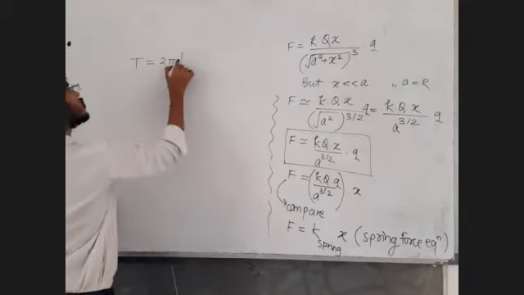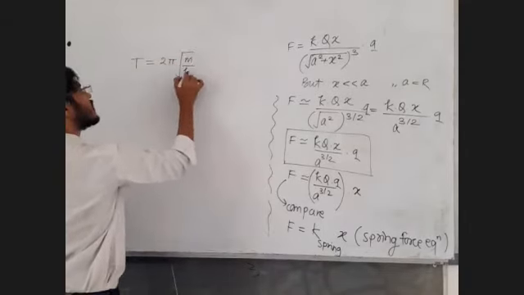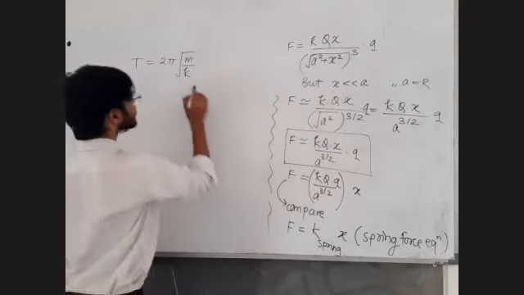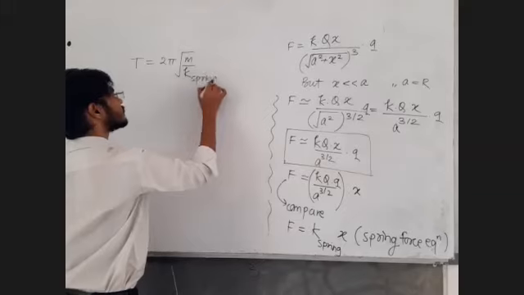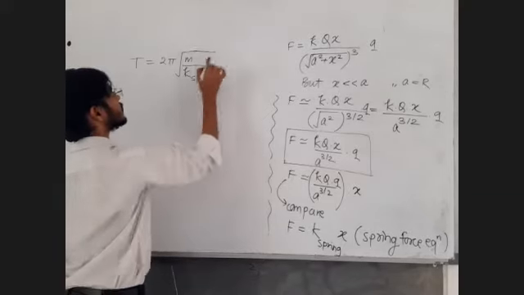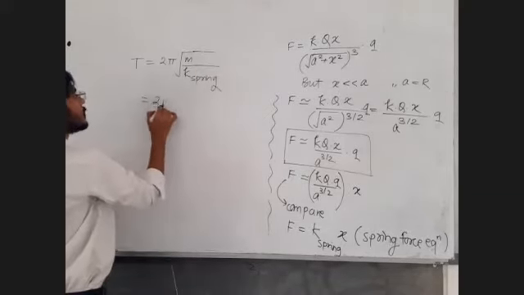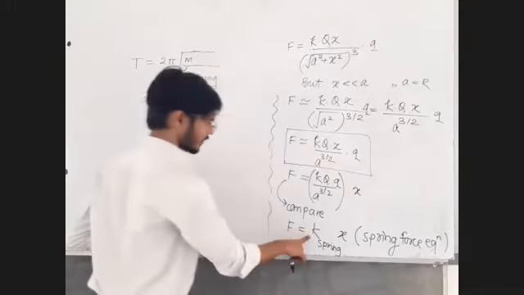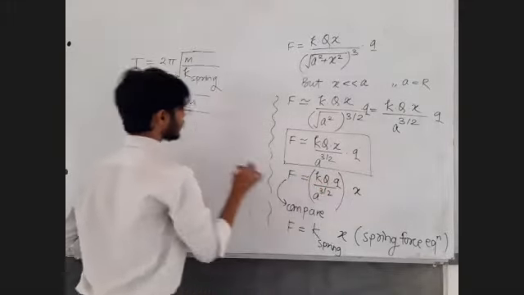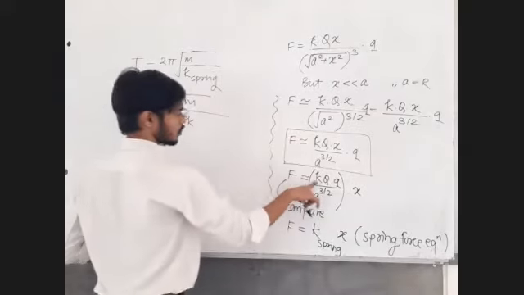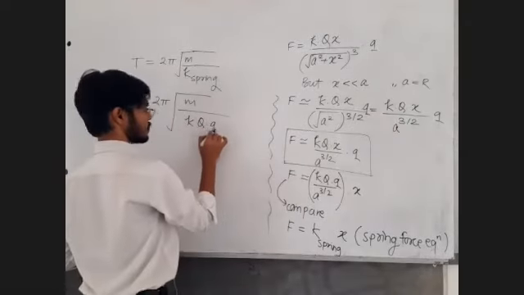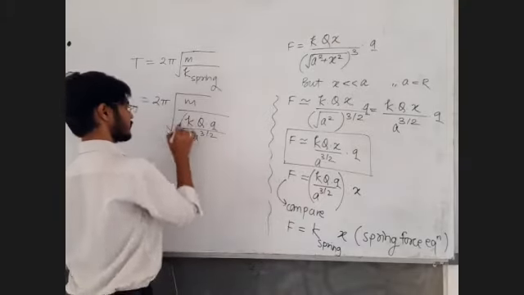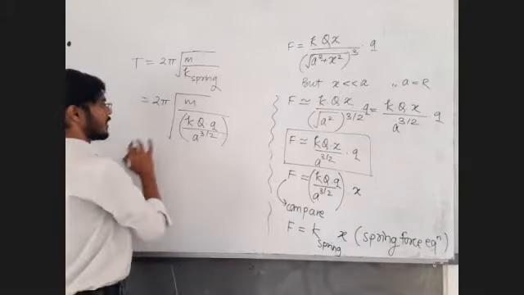2 pi into root of m upon k. Which k? Coulomb's k? No, spring's k. Yes, spring's k. 2 pi into root of m upon k. All right, sir. 2 pi into root of mass of the system, which is m. Spring's k, spring's k is, sir, this. Small k, Coulomb's k, Q, small q upon a raised to 3 by 2. K, sir. 2 pi into root of m upon k.